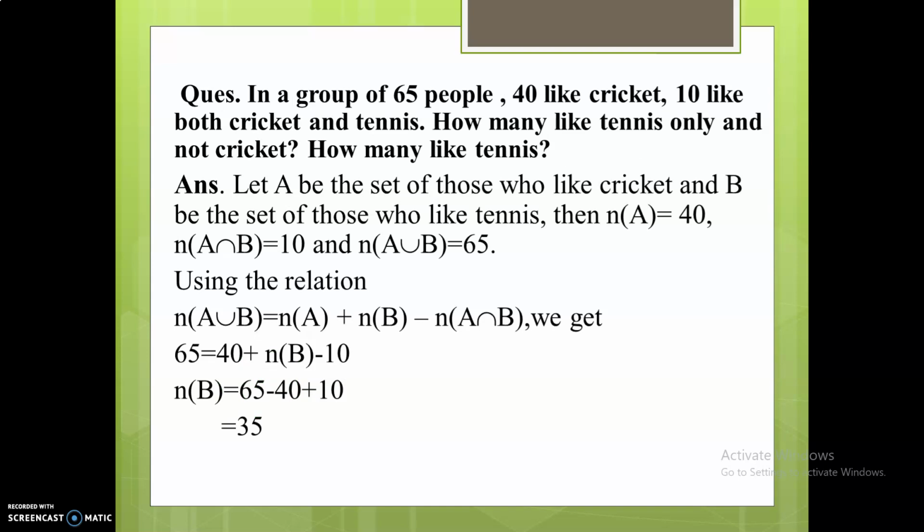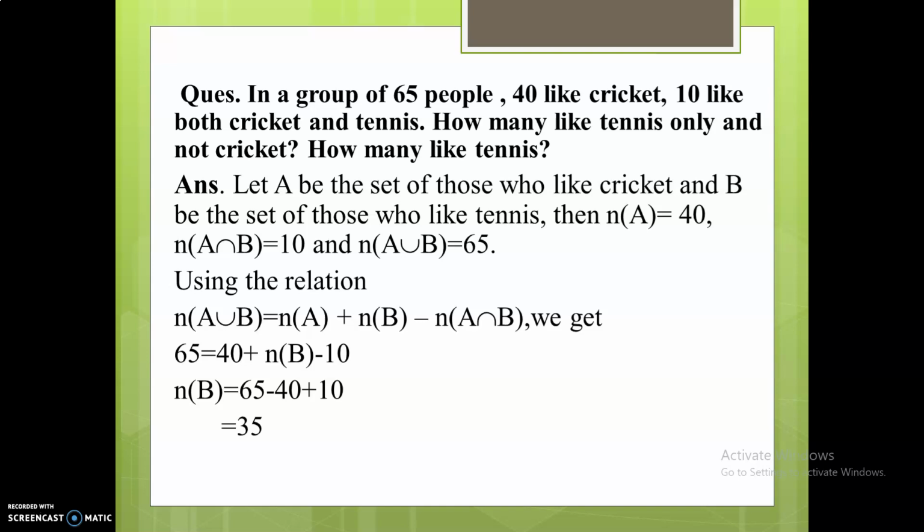So in a group of 65 people, 40 like cricket, 10 like both cricket and tennis. How many like tennis only and not cricket? If we talk about 65 people, में से 40 जो है क्रिकेट लाइक करते हैं, 10 दोनों लाइक करते हैं क्रिकेट एंड टेनिस बोथ. हमें ये निकालना है कि जो सिर्फ टेनिस को लाइक करते हैं बट क्रिकेट को लाइक नहीं करते, और कितने जो कि सिर्फ टेनिस को ही लाइक करते हैं.